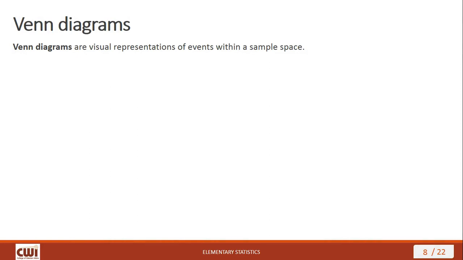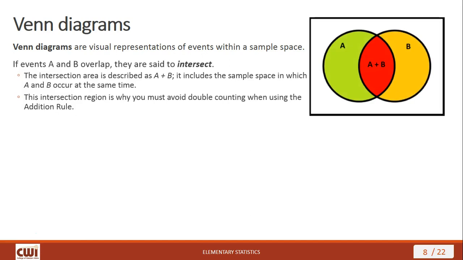This leads us into what are called Venn diagrams. Venn diagrams are simply visual representations of events within a sample space. They're usually represented with circles inside some type of rectangle. And so if we have event A represented by the circle on the left and event B represented by the circle on the right, if they overlap, then that portion of overlap is said to be an intersection. So they're intersecting, and that portion in the middle that you see there in red is the intersection of event A and B. Inside this space, event A and event B occur together. So we have both events occurring inside that space.